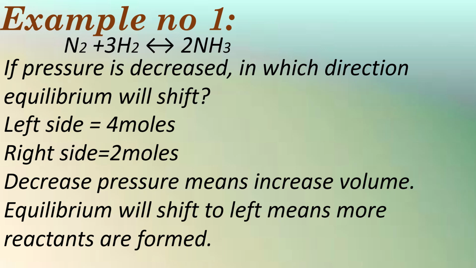Because pressure has inverse relation with volume, a decrease in pressure means an increase in volume. So on the left side, volume is increasing. So equilibrium will shift to the left, meaning more reactants are formed. That is, more nitrogen and more hydrogen are formed. Because on the right side there are fewer moles, on the left side there are greater moles, and pressure is inversely proportional to volume.